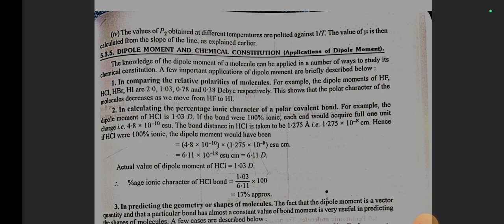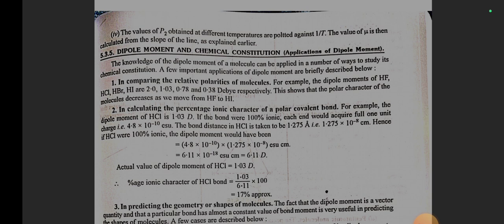Number 2. In calculating the percentage ionic character of a polar covalent bond. For example, the dipole moment of HCl is 1.03 D. If the bond were 100% ionic, each end would acquire a full one unit charge, that is 4.8 into 10 to the power minus 10 ESU.